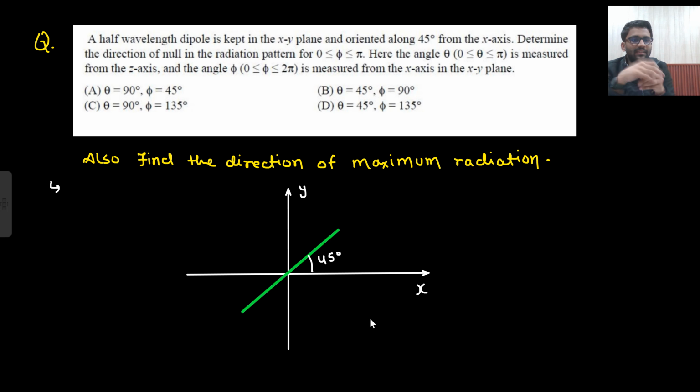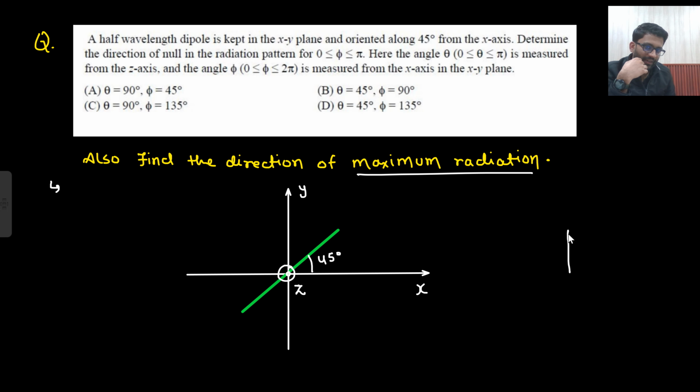So where is the z axis? X cross y, towards me. So here is your z axis. So where is the antenna lying? The antenna is lying making 90 degrees from the z axis, right? And what do you need to find? You need to find the location of nulls and the location of maximum radiation.